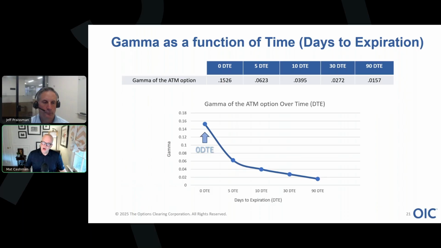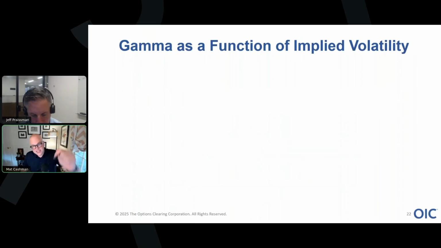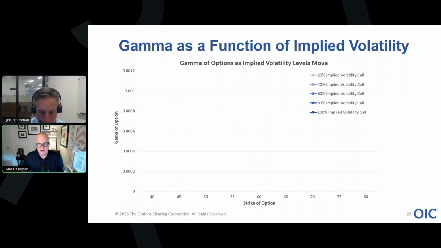But we're talking about gamma, and gamma as a function of implied vol. This is the gamma as a function of duration. This is the gamma as a function of implied vol. This is the same exact scenario that I gave you with delta: 20 vol, 40 vol, 60 vol, 80 vol, and 100 vol. And this is a $60 option right here, $60 stock. These are your in the money calls. These are your out of the money calls.